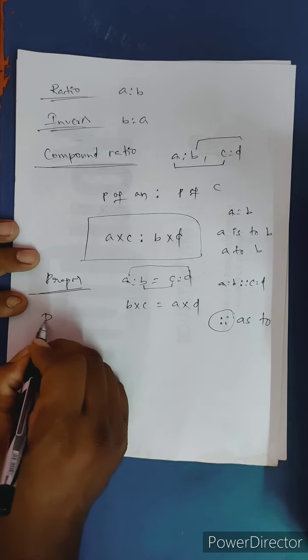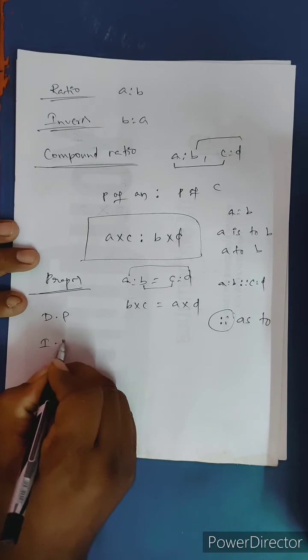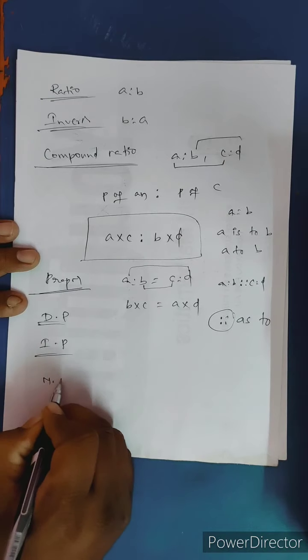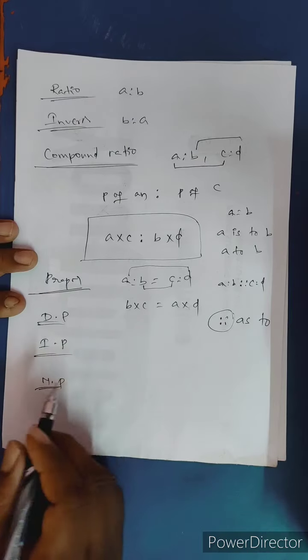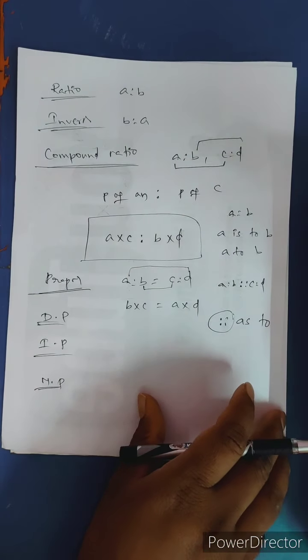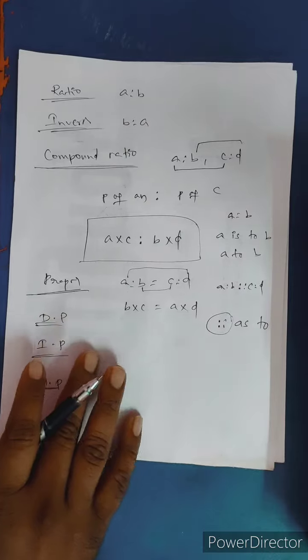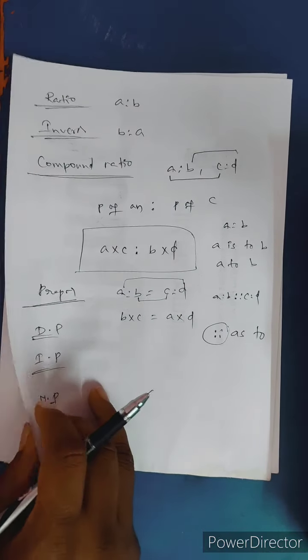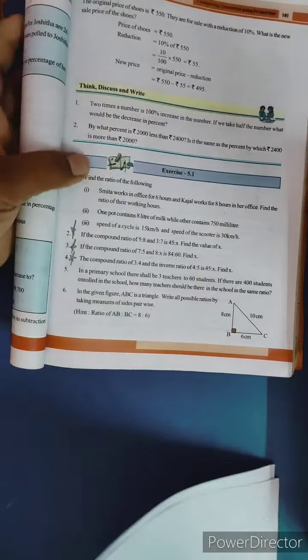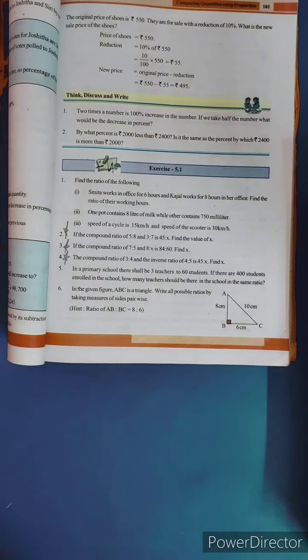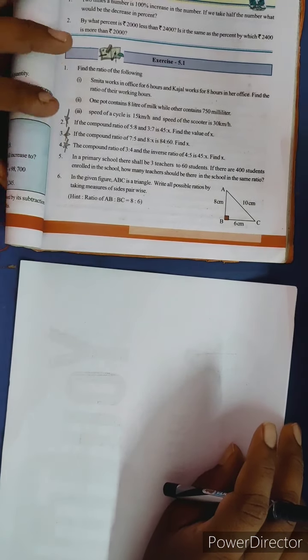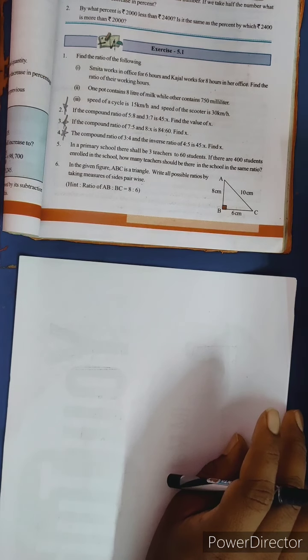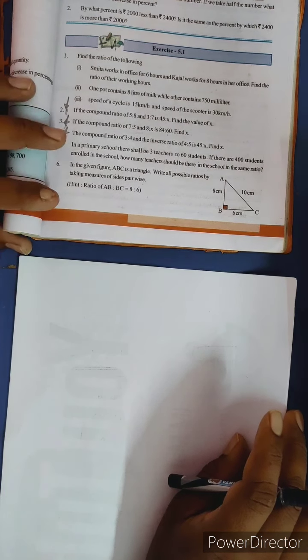Now types of proportion: direct proportion, indirect proportion, mixed proportion. In further classes we will discuss direct, indirect and mixed proportion. Now exercise 5.1. Find the ratio of the following. Page number 101, Andhra Pradesh State Syllabus, 8th class, exercise 5.1.